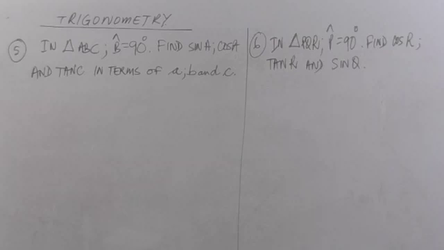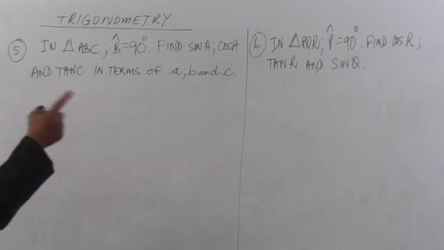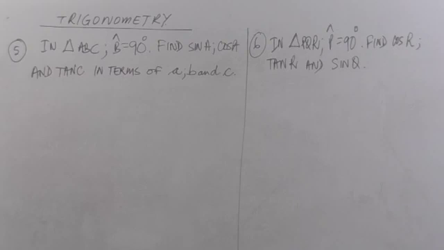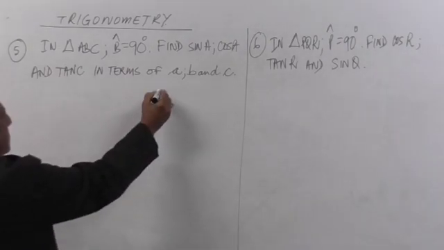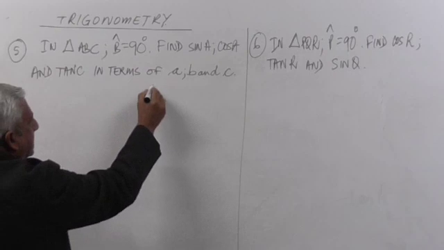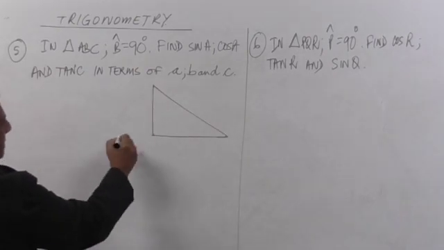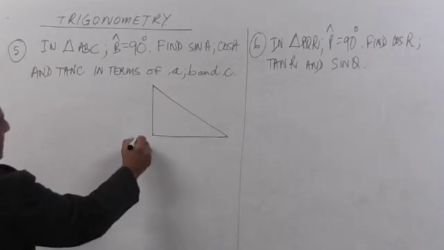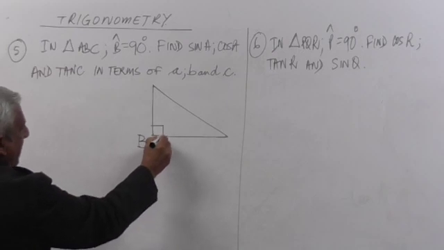Welcome back. We're looking at number 5. In triangle ABC, angle B is equal to 90. So let's draw the triangle. There's the triangle. Angle B is 90. So first you put down B, make that 90.